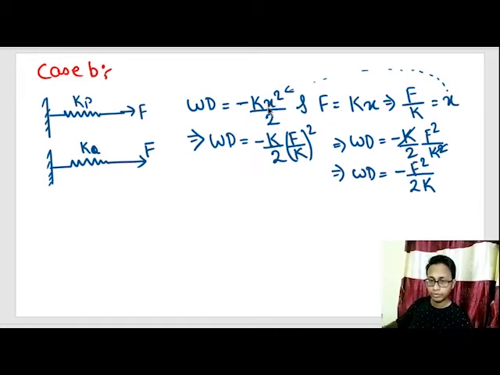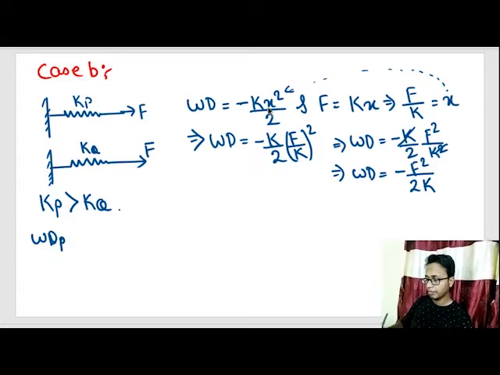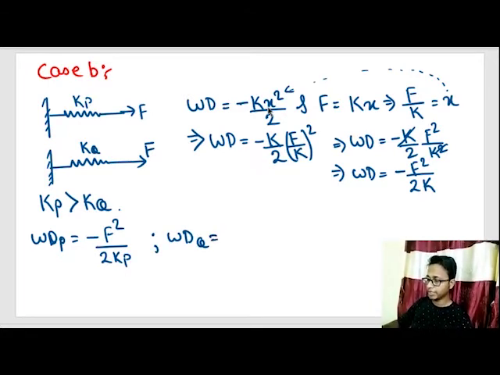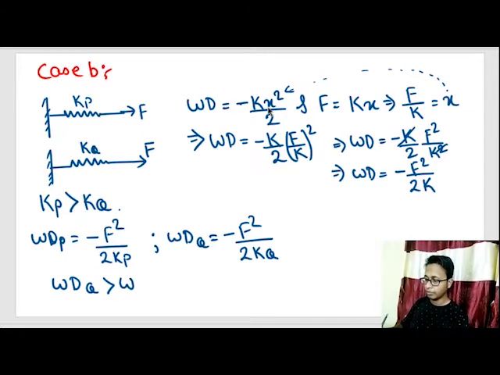Now we know that spring constant of P is greater than spring constant of Q. So work done by P spring is equal to minus F square by 2 Kp, and work done by Q spring is equal to minus F square by 2 Kq. We know that Kp is greater than Kq, therefore work done by Q is greater than work done by P.